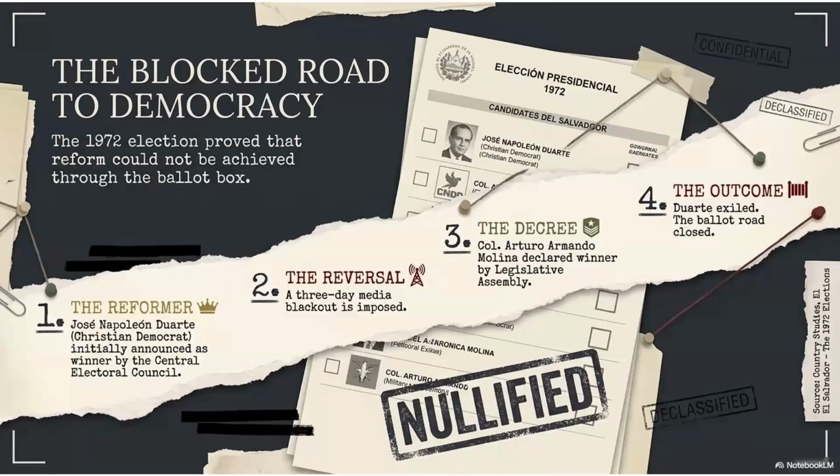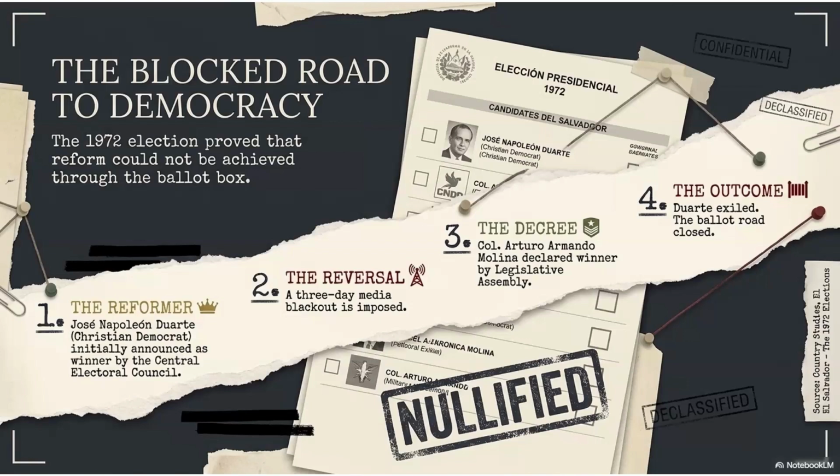Now we move on to 1972, because many Salvadorans lost faith in peaceful reform in that year. Jose Napoleon Duarte was a Christian Democrat. He was not a Marxist revolutionary, he was not a guerrilla commander. He represented moderate reform, the idea that El Salvador could change through election without revolution. In the 1972 presidential elections, Duarte appeared to win. Then came a media blackout. After 3 days, the official results changed, and the military-backed candidate Arturo Armando Molina was declared victorious. Duarte was arrested, beaten, tortured, and forced into exile.